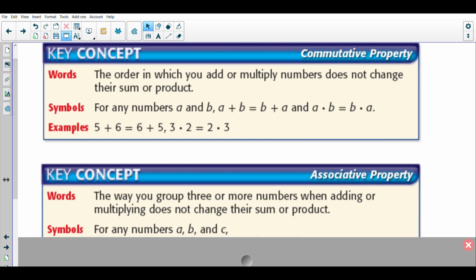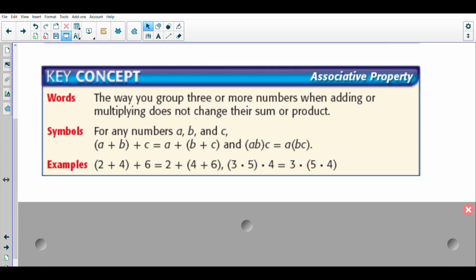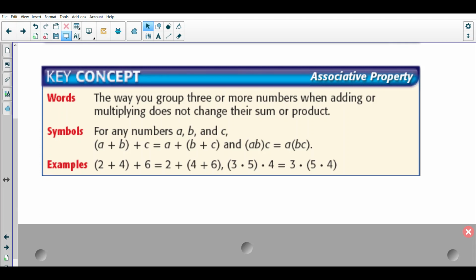The associative property is essentially saying the grouping order doesn't matter. For any numbers A, B, and C, the quantity A plus B plus C is equal to A plus the quantity B plus C, and A times B times C is equal to A times the quantity B times C. Looking at the examples, we can get 2 plus 4 plus 6 is equal to 2 plus 4 plus 6, or 3 times 5 times 4 is equal to 3 times 5 times 4. Doing the math, you can see that it will always work out.